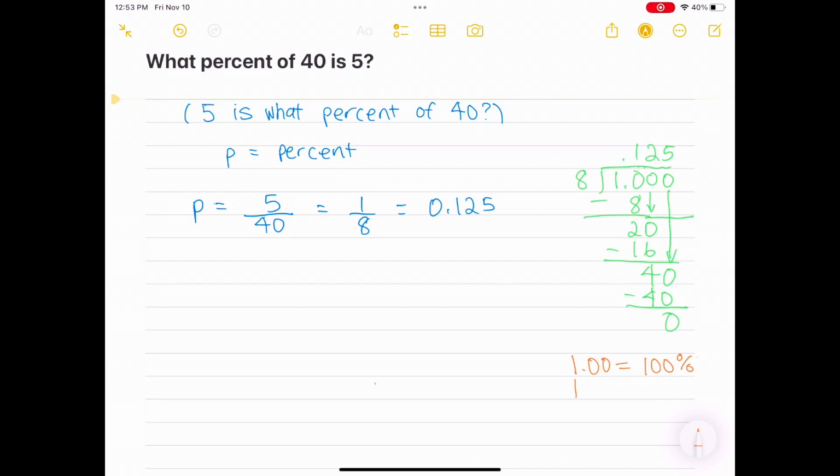a percent. I like to use my reference, 1 equals 100%, and I see I need to move that decimal point over to the right 2 places and add a percent sign, which I do with the number 0.125. I move that decimal point 2 places to the right, which gives me 12.5%. So 5 is 12.5% of 40.